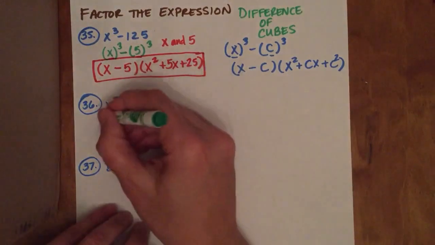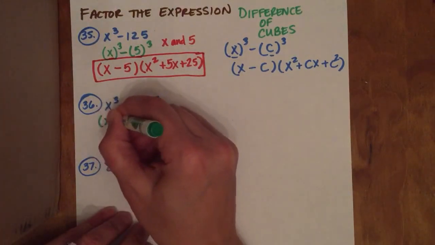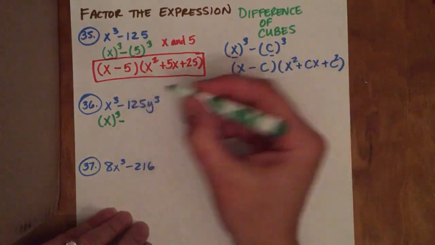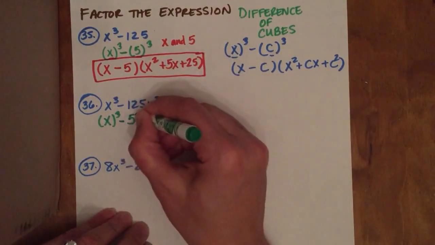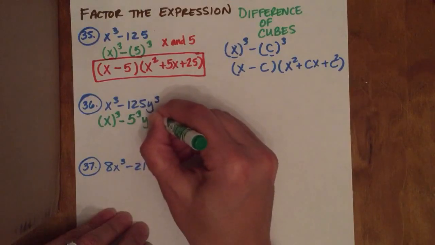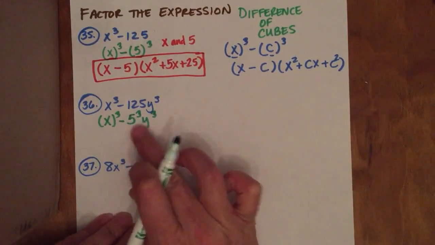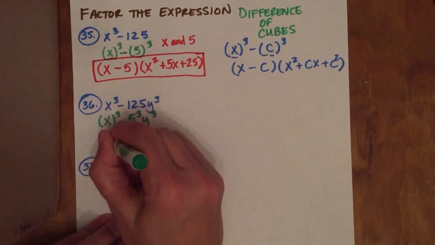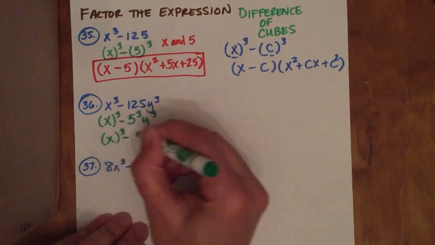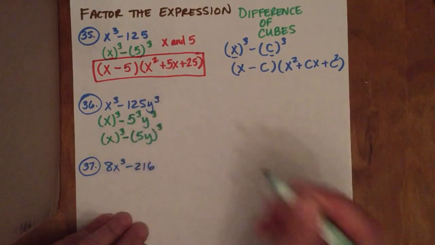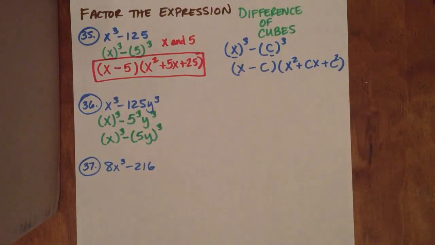We have x cubed. I'm going to go ahead and write it like this, minus 125y cubed. Well, 125 is a perfect cube. It's 5 cubed. So I'm going to write 5 cubed y cubed. And remember, because these are multiplied and they're to the same exponent, and some of you already skipped this first step anyway, I can write it just like this. So here's my difference of two cubes.